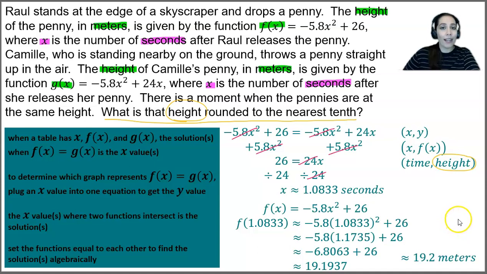And remember, y, or my f of x and g of x, was height. So we have 19.2 meters is the height when they drop the penny or throw the penny up in the air, that is when they are going to meet each other at 19.2 meters.